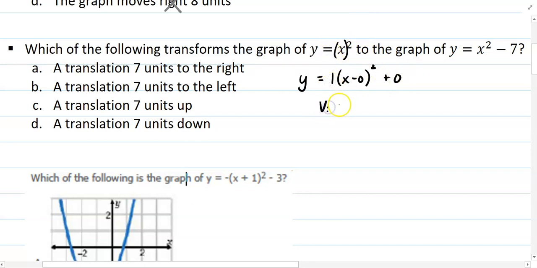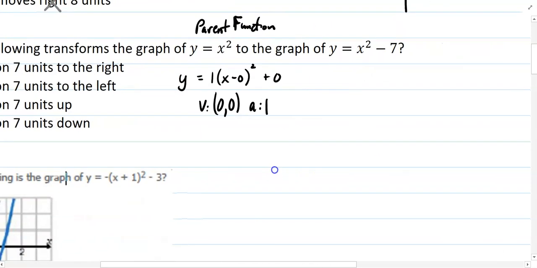So this tells me that we have a graph with a vertex at 0, 0, and an a value of 1. So a standard height parabola opening upward, centered at the origin, is what we have here. But again, this description is the parent function for all quadratics. We've talked about that one a few times. And if I were to sketch its picture, it would look something like this, centered at the origin and opening upward. Now notice here that this particular function was written with y notation.